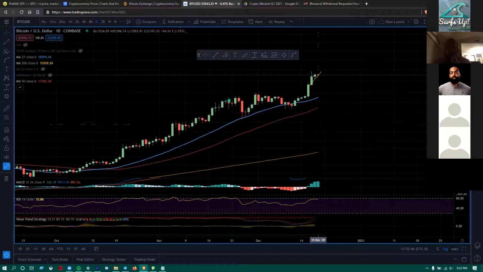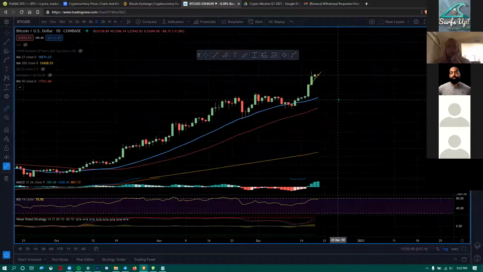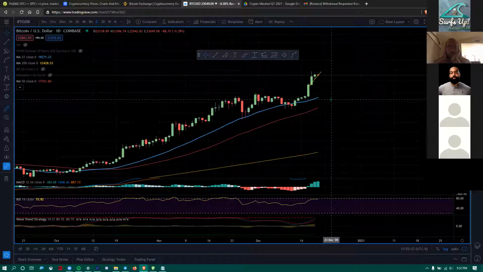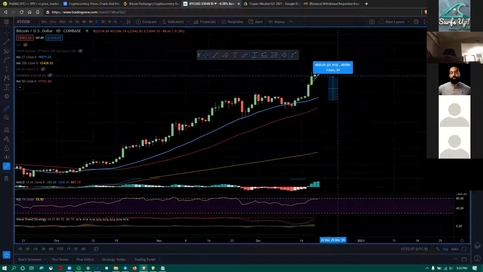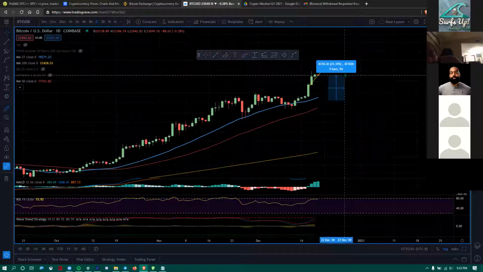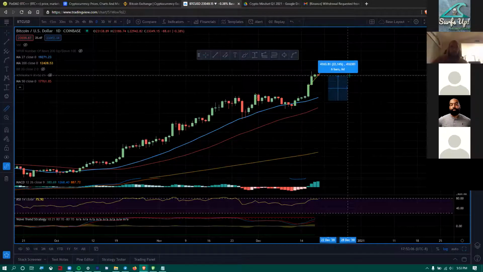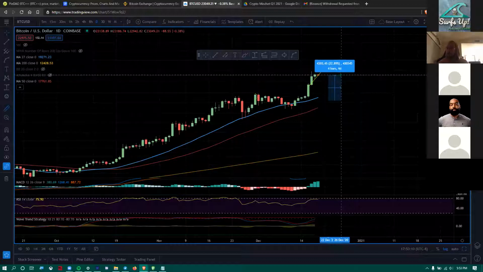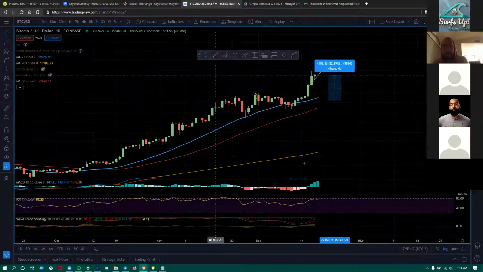I guess we did. How much did Bitcoin go up? Has it really gone up 24%? I guess so, 21%. Yeah, because it went from like 19,000 to over 23,000. So it went up like 22%. Holy shit. So you can always check the percentage of a move with the measuring tool here.